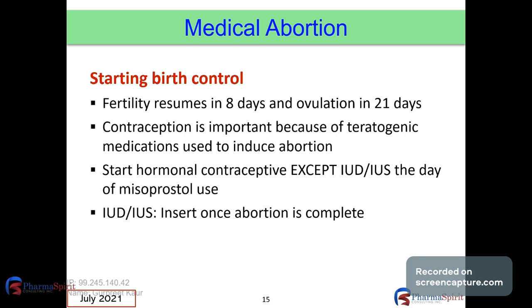This teratogenic effect may affect the embryo if the medical abortion was not successful. And also it may affect the subsequent pregnancy, because subsequent pregnancy can happen shortly after the medical abortion. So the drug is still in the body, and this can cause also exposure to the teratogenic medications. We need to start hormonal contraceptives, except IUD or IUS, the day of the misoprostol use. IUD and IUS will be inserted once abortion is complete.